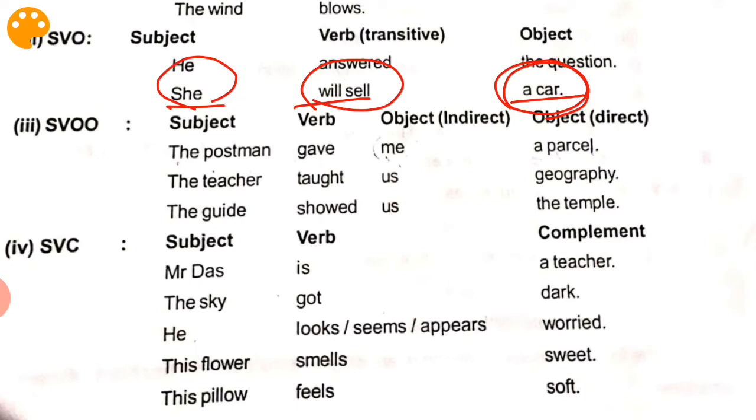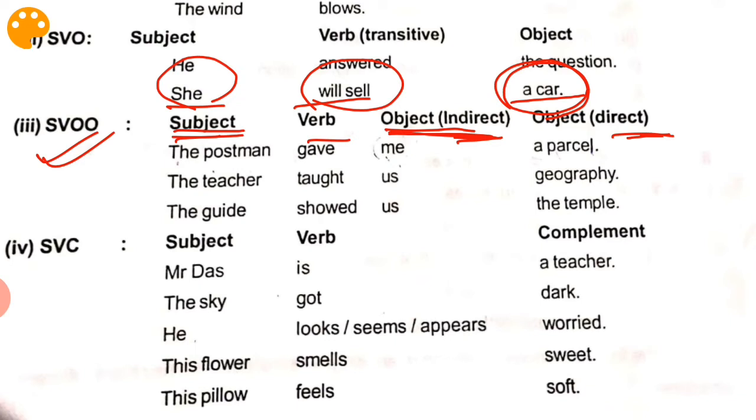Then next, the SVOO pattern. It is SVO with a double object, meaning it consists of a direct object and an indirect object. Subject, verb, object and object. So this is the SVOO pattern, or the full form of SVOO: subject, verb, object and object. You can see the first example on the screen: the postman gave me a parcel.